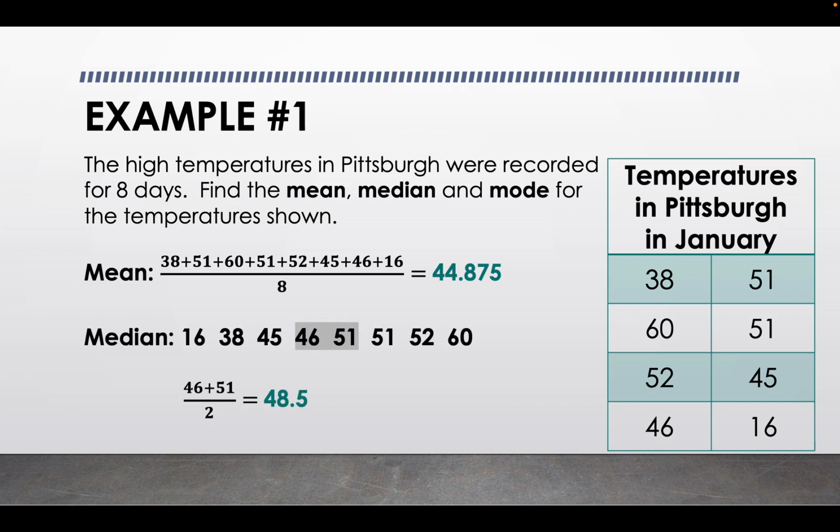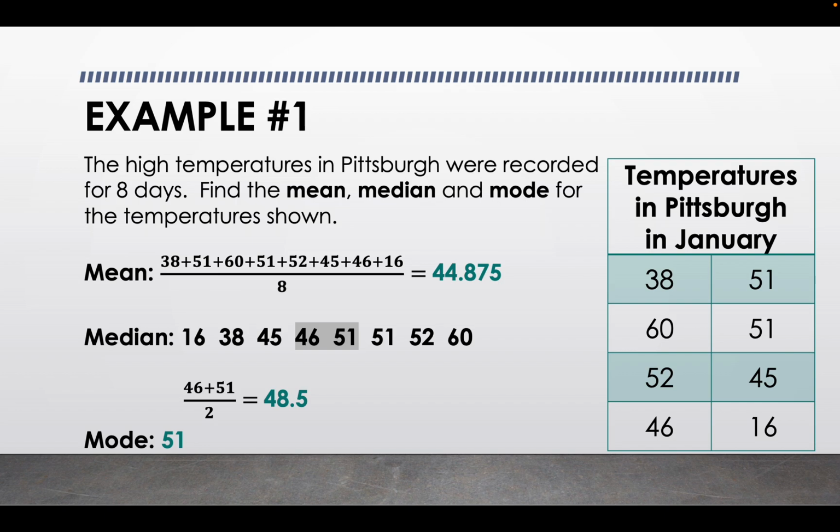The median, if you put all of the numbers in order from least to greatest, is going to fall halfway between 46 and 51. Since there are 8 numbers in the data set, there is no one number that's directly in the middle. So therefore, we must add 46 and 51, divide by 2, so that we can find halfway between 46 and 51. The mode is 51 because it occurs the most in this set of data.